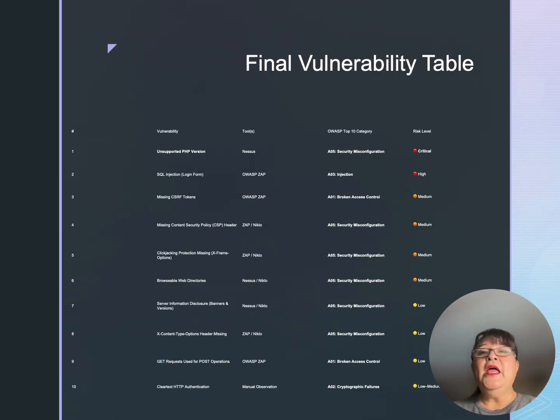Vulnerability discovery and disclosure must align with legal and ethical standards. Conducting scans without authorization can violate laws such as the Computer Fraud and Abuse Act. Ethically, security professionals are responsible for minimizing harm and protecting user data.